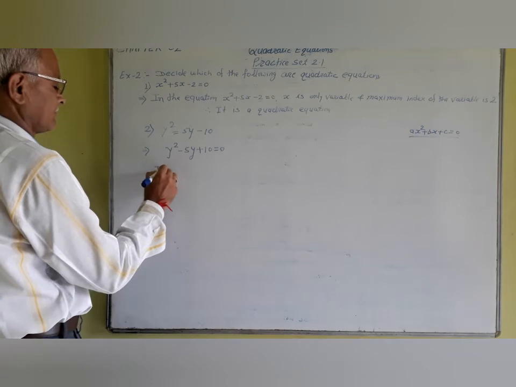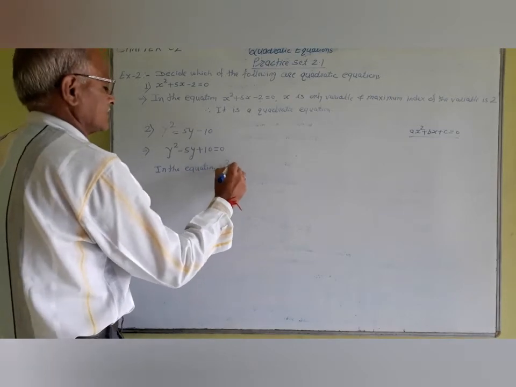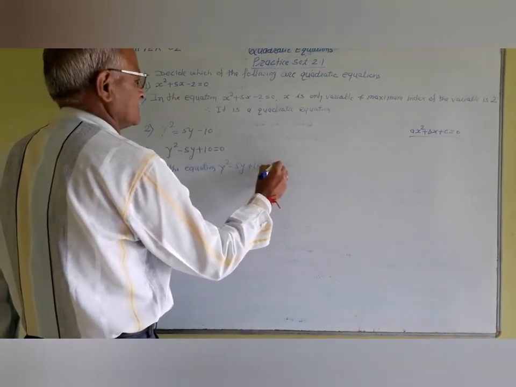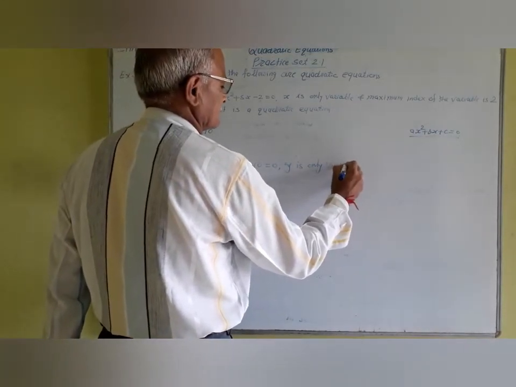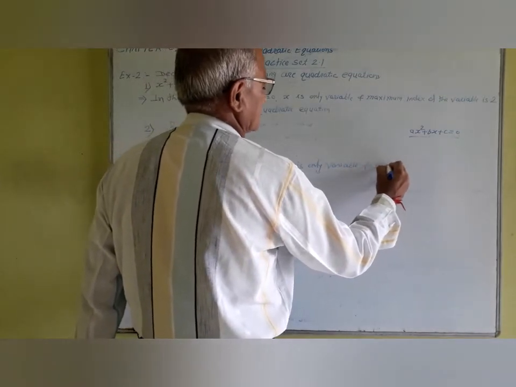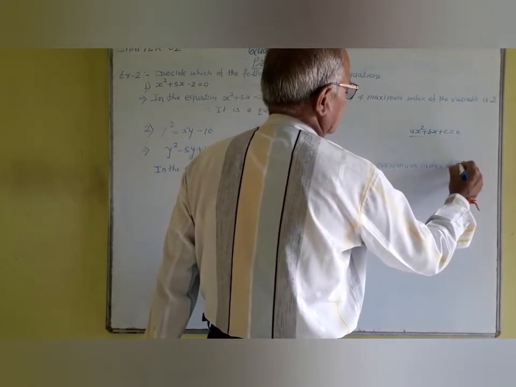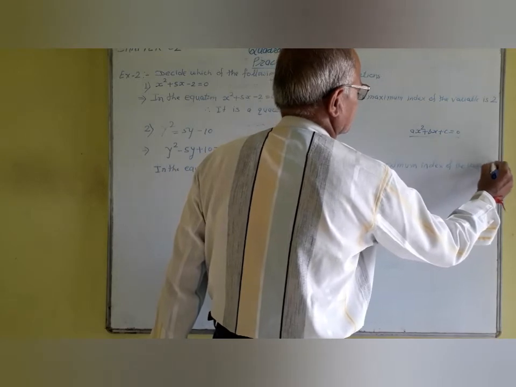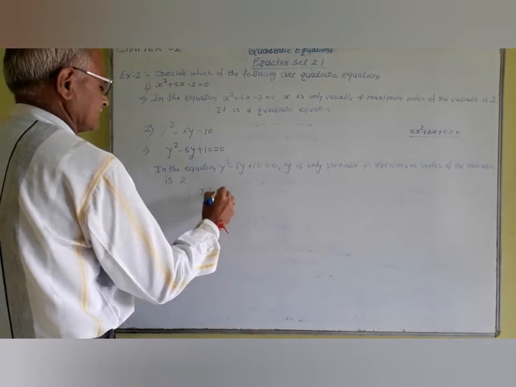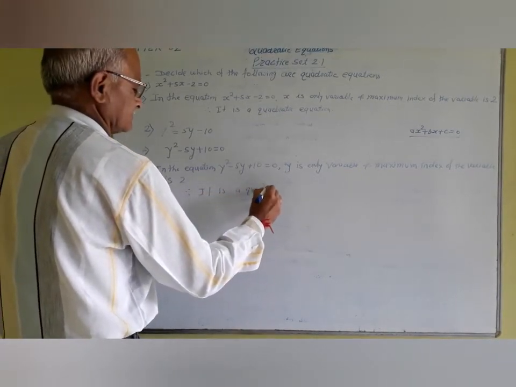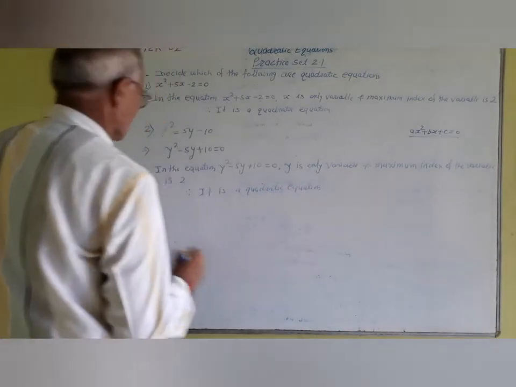In the equation y square minus 5y plus 10 is equal to 0, y is the only variable and the maximum index of the variable is 2, and therefore it is a quadratic equation.